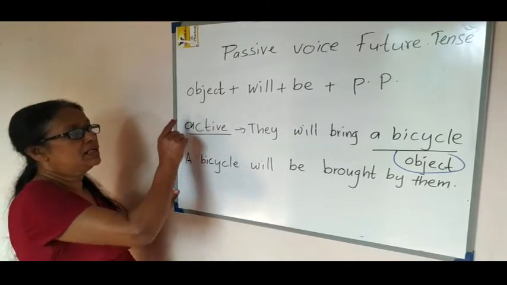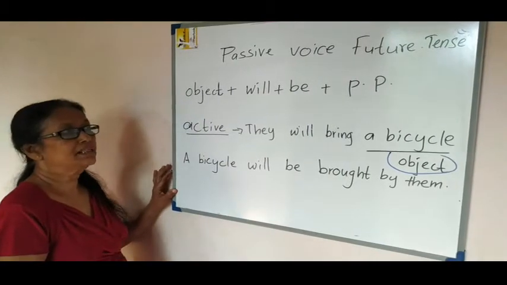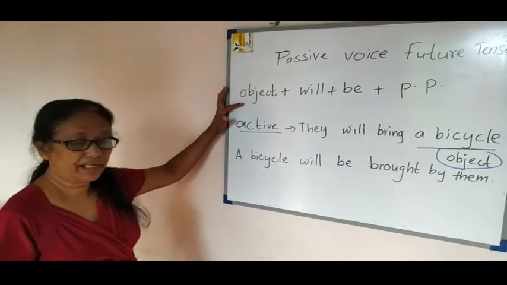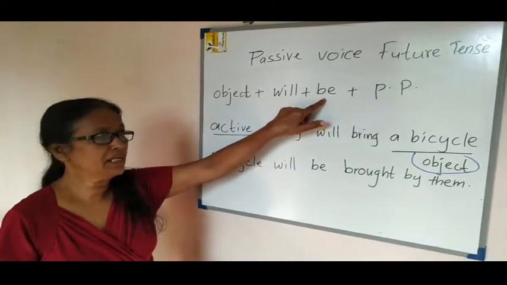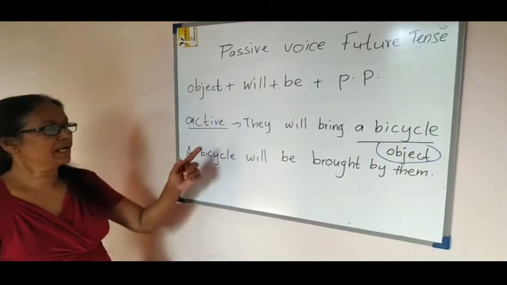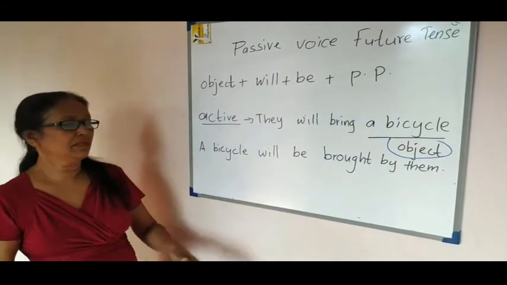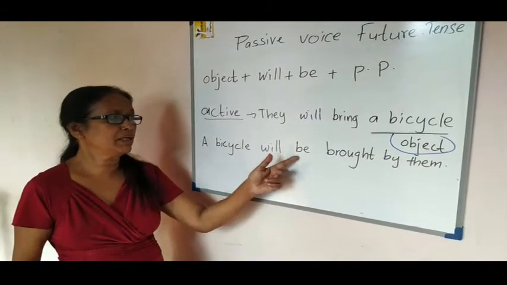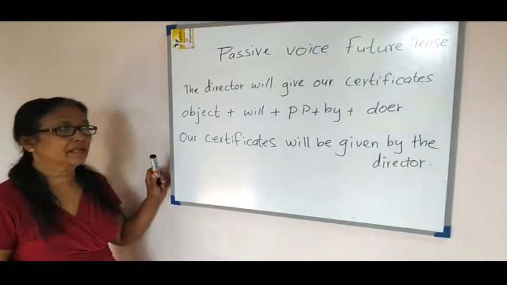Then once again, how to form future passive? Very simple. This is the method. You keep it in your mind. Object plus will plus be plus past participle. This is the active voice sentence. I put they will bring a bicycle. Then when we turn it into passive, a bicycle will be brought by them. Let's see the next sentence.